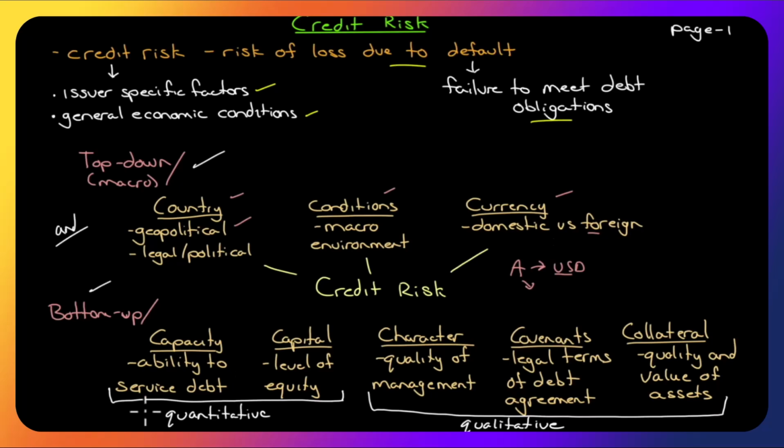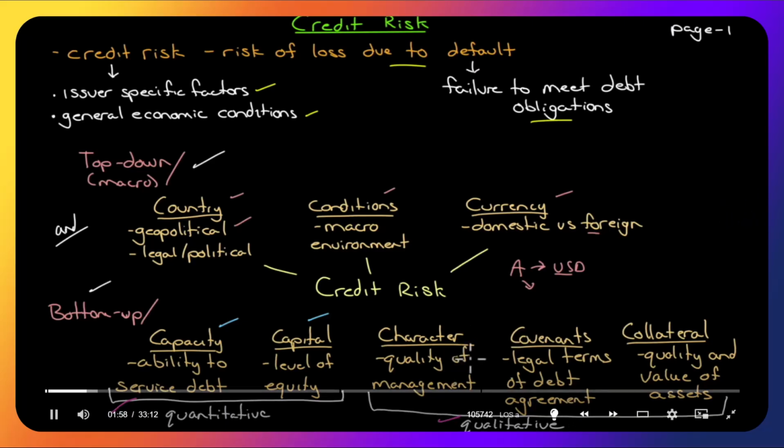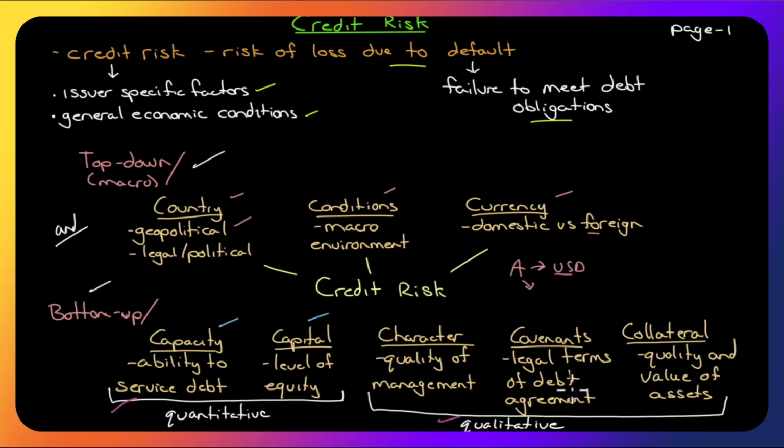Bottom-up analysis breaks down into quantitative and qualitative factors. For quantitative factors, we can calculate some ratios. Capacity ratios measure the issuer's ability to service their debt. And we can look at levels of capital, here levels of leverage, the amount of equity at play. Then we have character, covenants, and collateral under qualitative assessment. Character is the quality of management. Covenants deal with the legal terms of the debt agreement, what is there to protect bondholders. And collateral, looking at the quality and the value of the assets backing the debt.